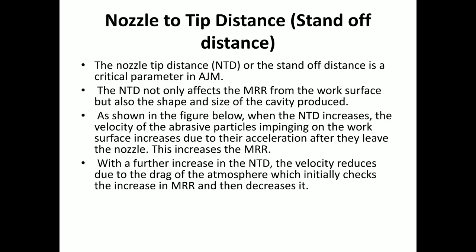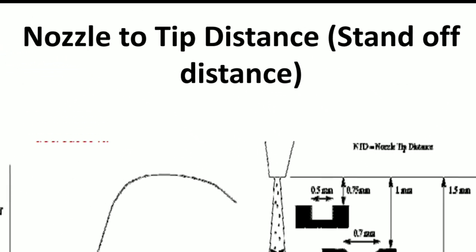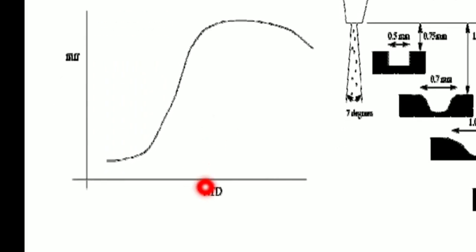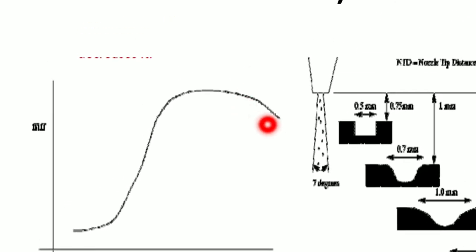So you can see in the figure in the next slide what is happening in the graph. You see the NTD on the x-axis; as we increase the NTD, MRR initially increases, but after a certain distance, it stabilizes and then starts reducing. Why is it increasing? Due to acceleration of the abrasive particles. And why is it decreasing? Because there will be drag force from the atmosphere.